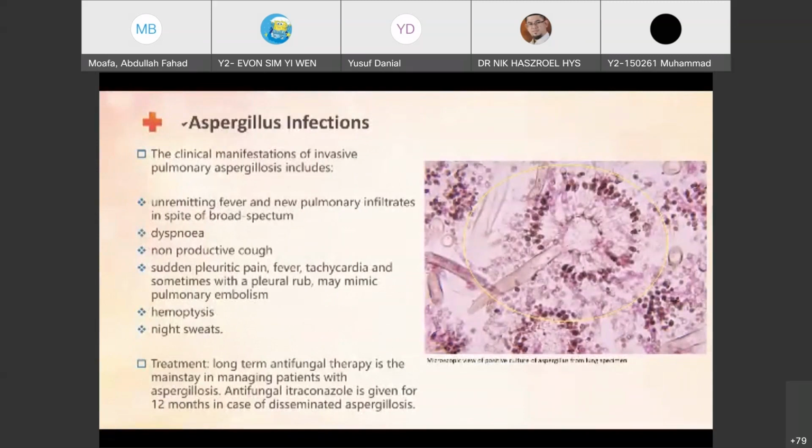And the clinical manifestation of invasive pulmonary aspergillosis includes unremitting fever and new pulmonary infiltrates in spite of broad-spectrum antibiotics, dyspnea, non-productive cough, sudden pleuritic pain, fever, tachycardia, and sometimes a pleural rub, may mimic pulmonary embolism, hemoptysis, and night sweats. So for this treatment, we can use long-term antifungal therapy, which is the mainstay in managing patients with aspergillosis. And antifungal itraconazole is given for 12 months in case of disseminated aspergillosis.